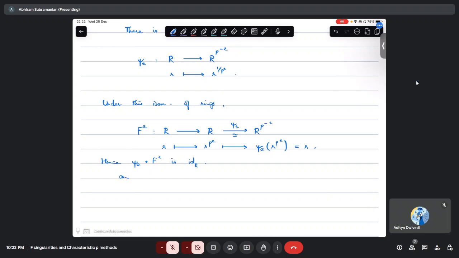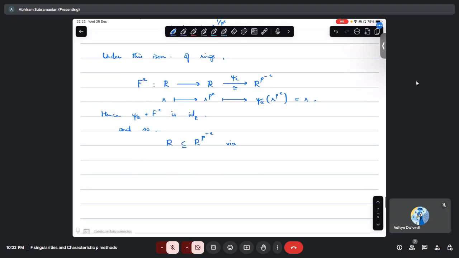And so R sits inside R^(p^(-e)) via Frobenius. Now this is a bit misleading, but this is the Frobenius action.